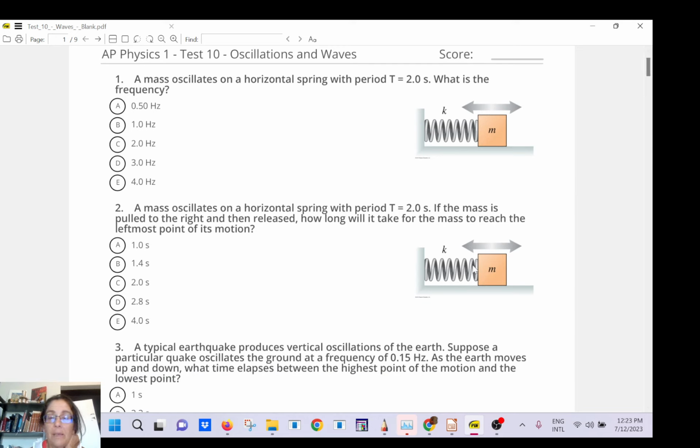So again, that's the same one, same period. It's pulled to the right and then you let go. If you let go from the right to the leftmost point, that will be half of a cycle, right? Because you go from amplitude A to amplitude minus A. So half of a cycle will be 1 second. So the answer is A.